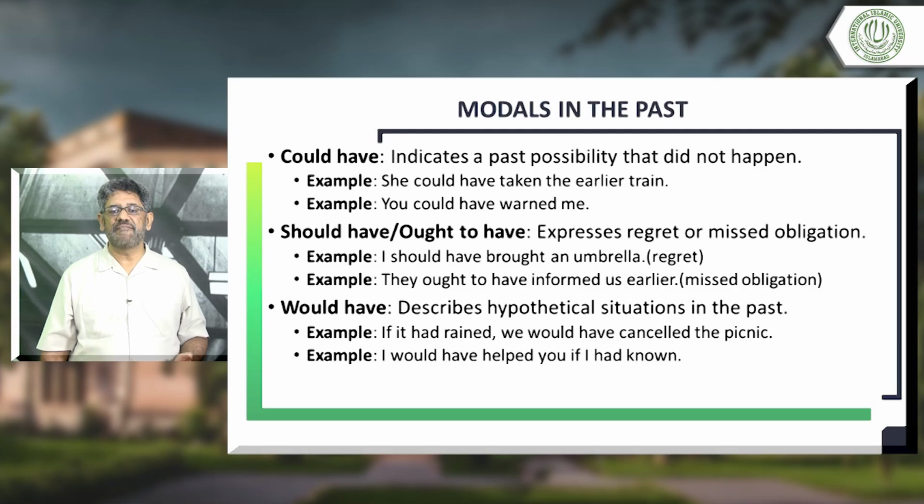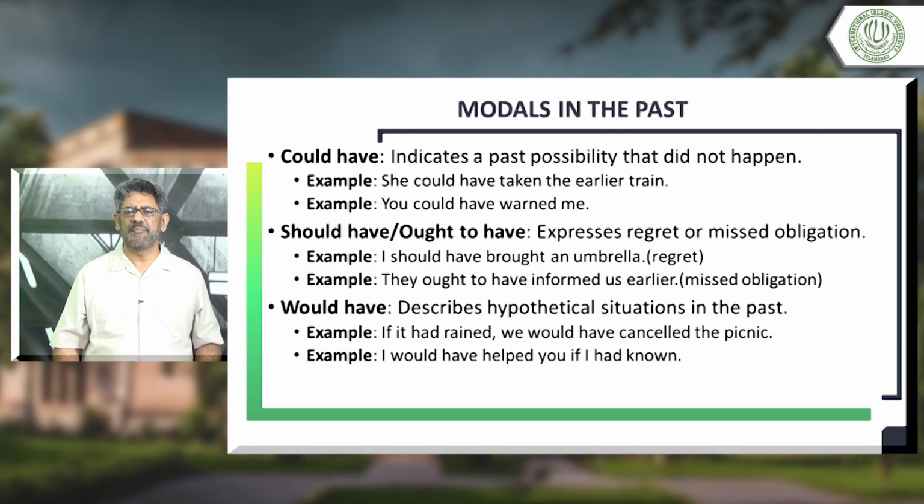Another example, I would have helped you if I had known. I think you remember the third conditional. I would have helped you if I had known, but I didn't know about this, so I couldn't. I didn't know that you were sick. If I had known, I would have helped you.